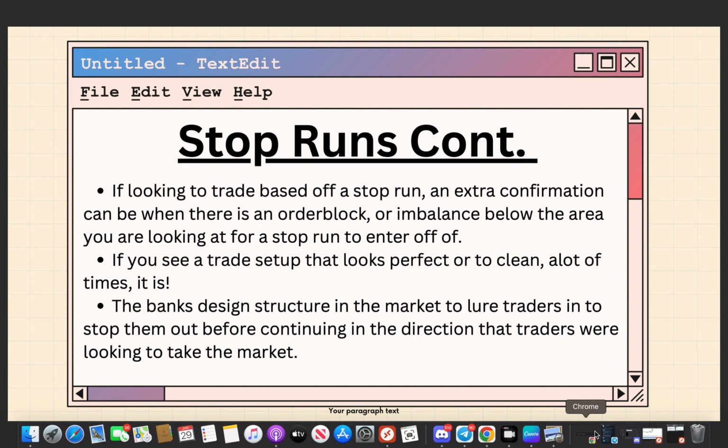If you see a trade setup that looks perfect or too clean, a lot of times it is. Clean setups are mean setups. I'm sorry, that was corny as hell. I made that up on the fly and I wish I would have never said it.